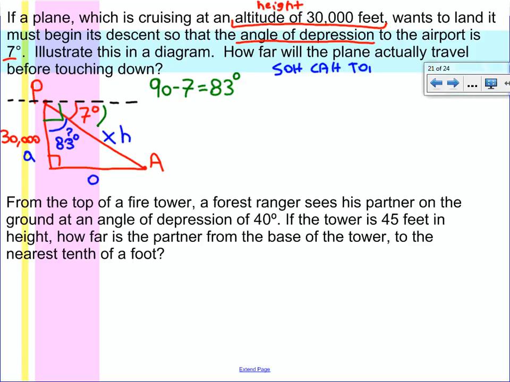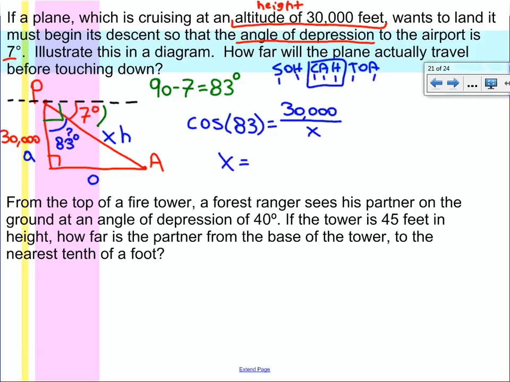And one of them will have 3 crosses. In this case, it is CA, meaning that we need to use the cosine ratio, which is cos equals adjacent over hypotenuse. When the letter that you're looking for is on the bottom, it needs to switch spots with the cosine, so it becomes x equals 30,000 over cos of 83.